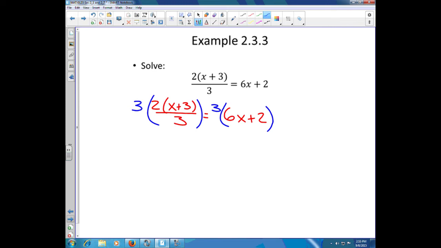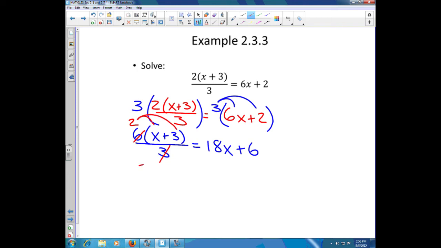So 3 times 2 is 6 times x plus 3 divided by 3. 3 times 6x is 18x plus 6. Well, 6 divided by 3 over here on the left, that's just going to leave you with 2. And if we distribute that, we get 2x plus 6 equals 18x plus 6.